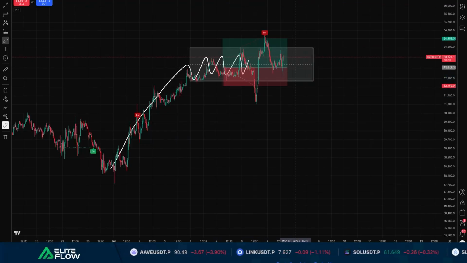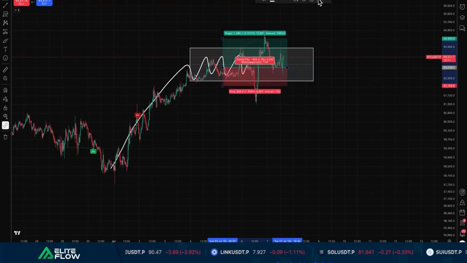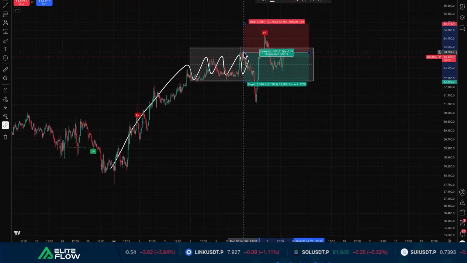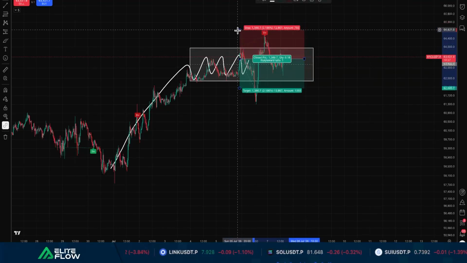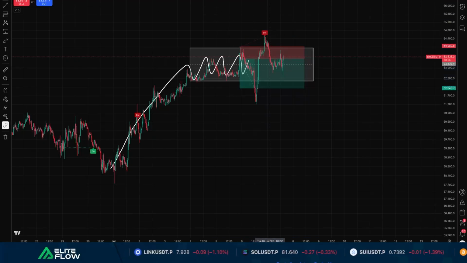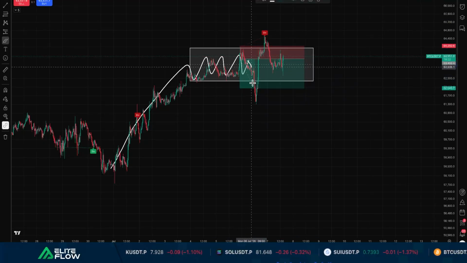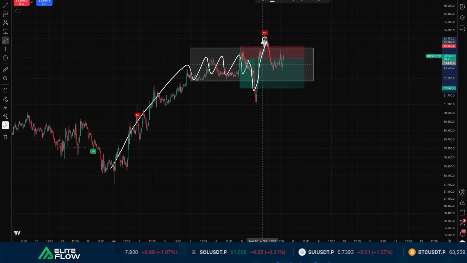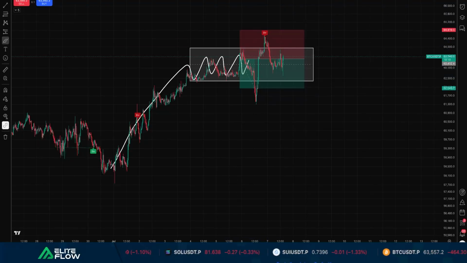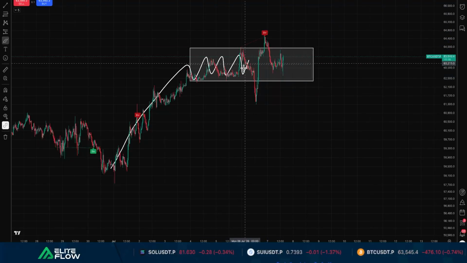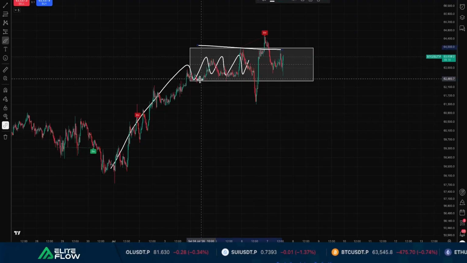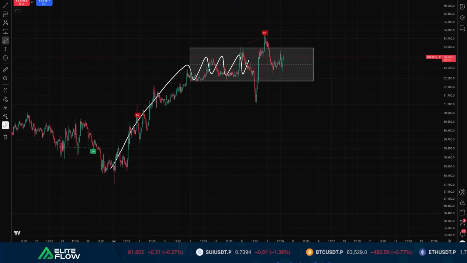And then in the exact same way, we had people doing the opposite. We had people going short around this area with their stop loss just above the recent highs, and then the price went up and cleared all of those short positions. So the market has grabbed liquidity on this sideways range from both sides.